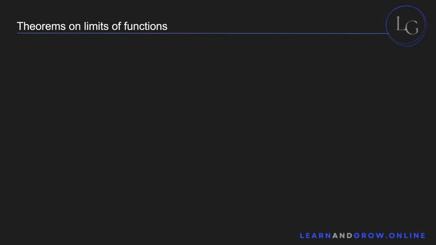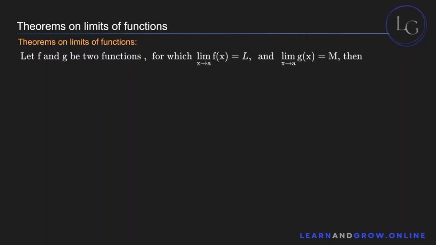Let's see the theorems on the limits of function. We have 6 theorems in total, and let's just get right into it. So first we assume that we have two functions f and g, and the limit of f of x as x approaches a is equal to L, but the limit of g of x as x approaches a is equal to m, right? So both of these functions have different y values for when x approaches a, right?